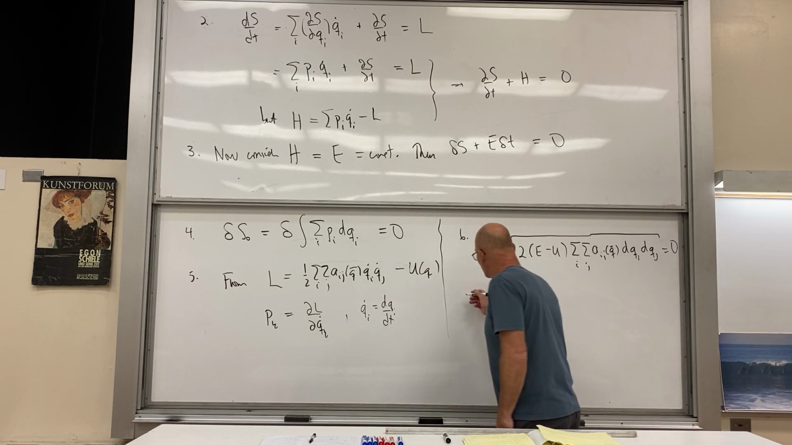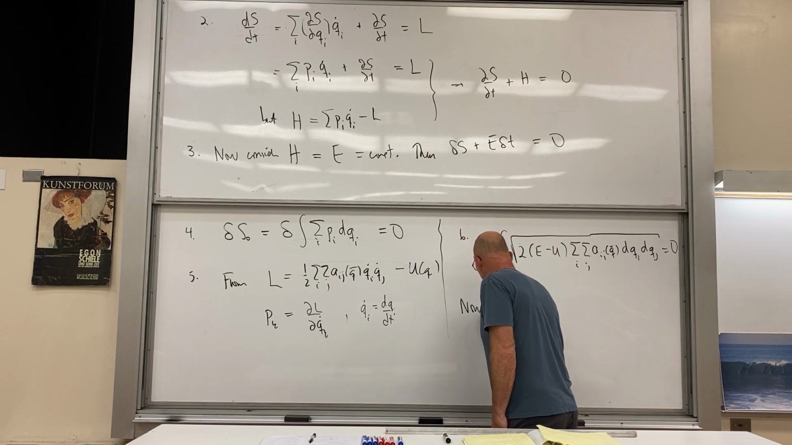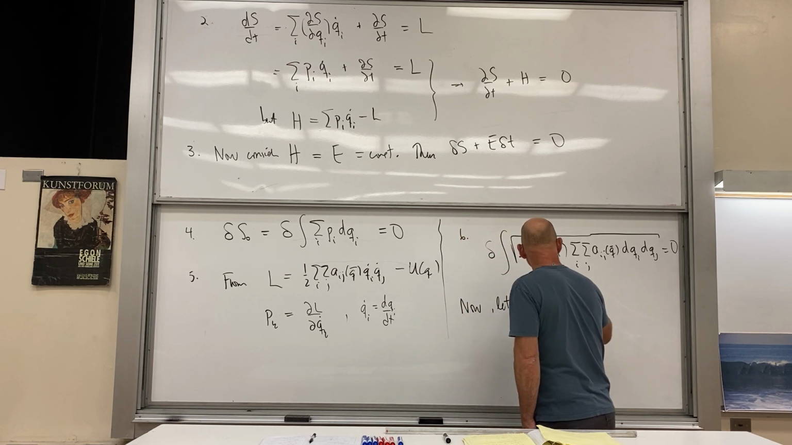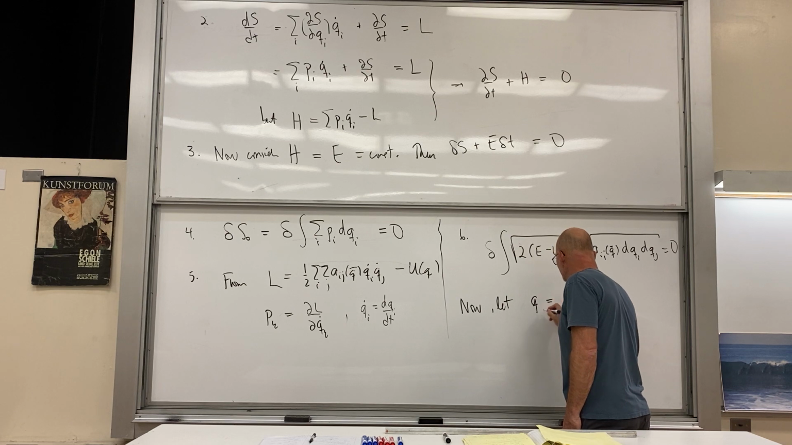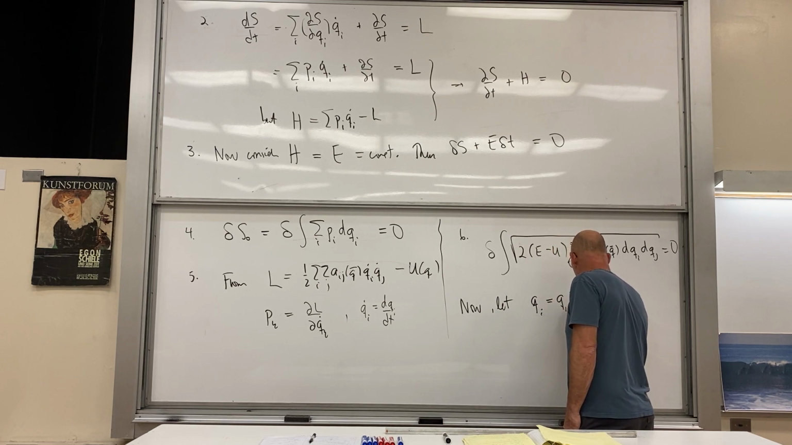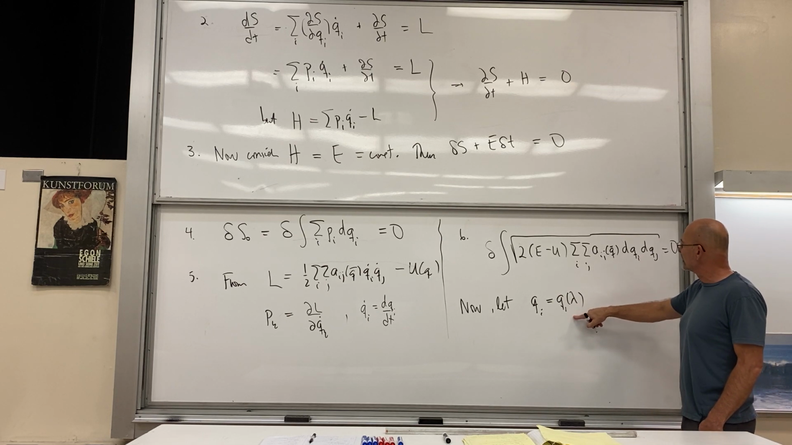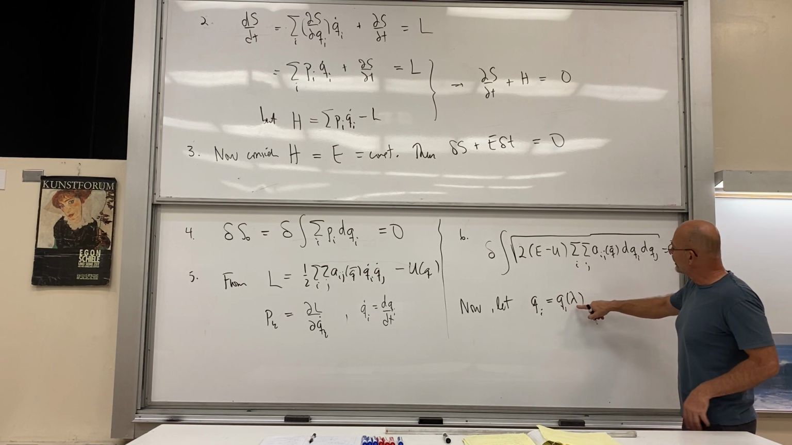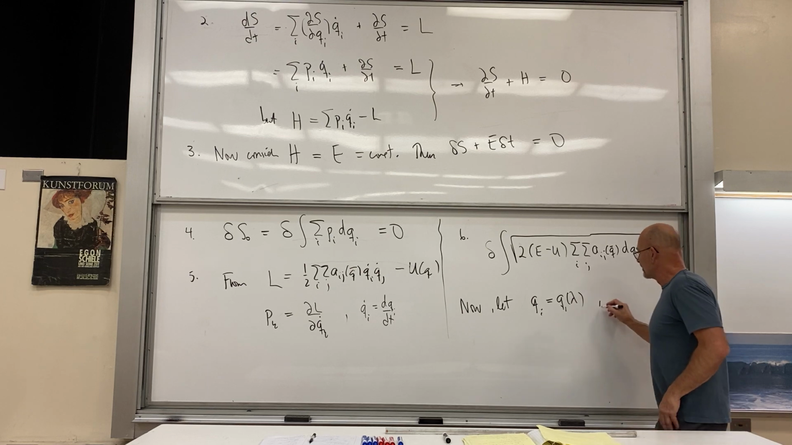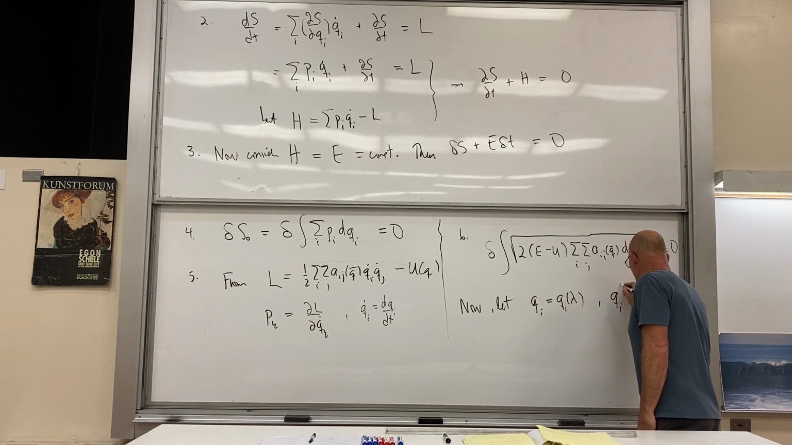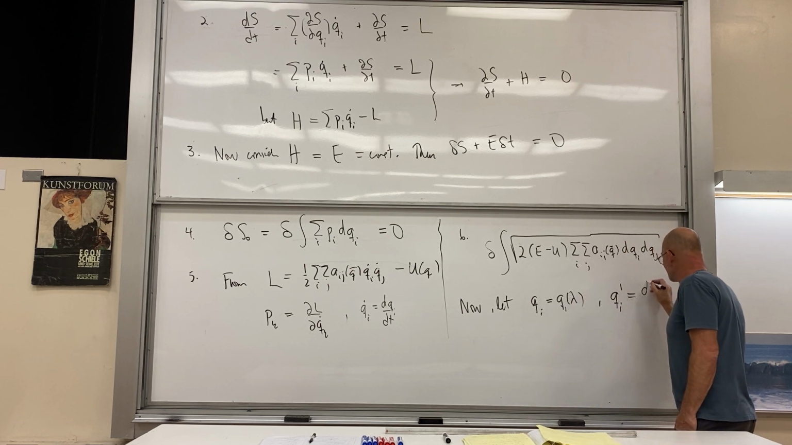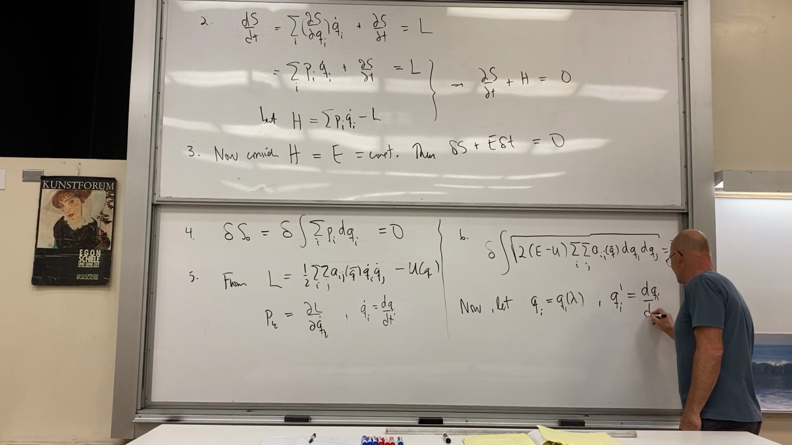So now, and this is where we ended up last time, let q_i equal q_i of lambda, where lambda is just some parameter, okay, no longer the time. And then we go in here, q_i prime, we're calling dq_i/d lambda.